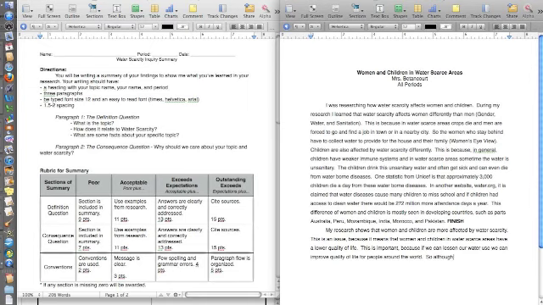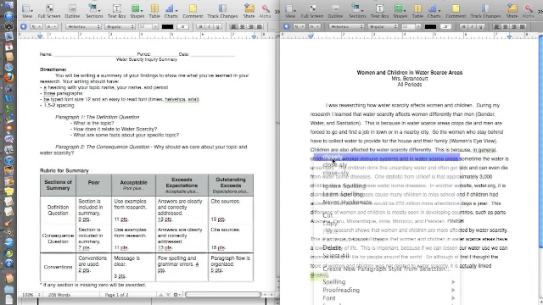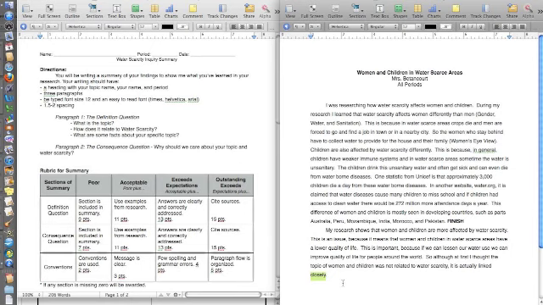So, although at first I thought the topic of women and children was not related to water scarcity, it is actually linked closely. Water scarcity, sorry. It is actually linked closely.